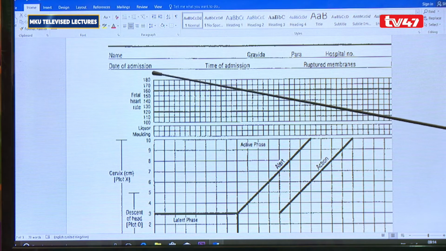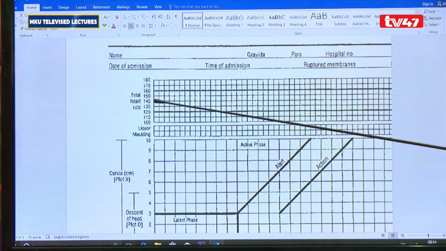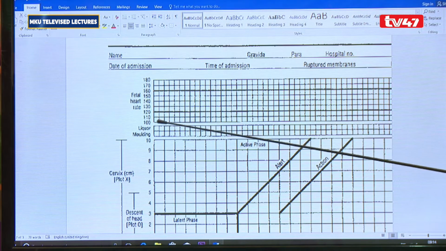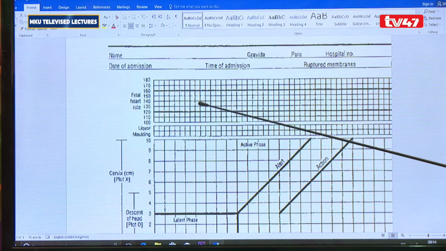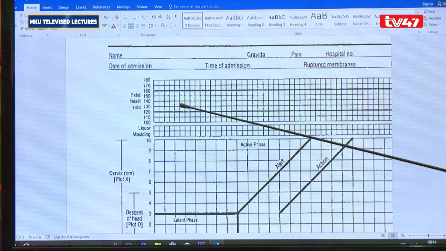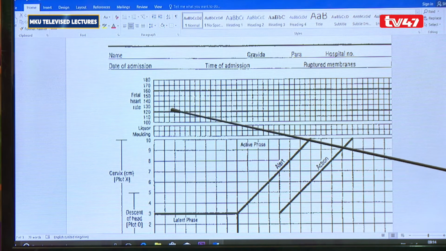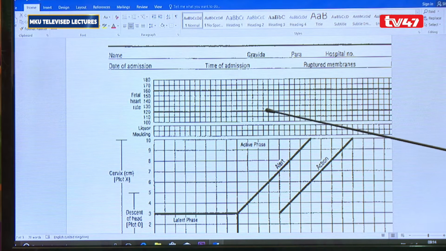We look at the y-axis, which denotes the fetal heart rate or the fetal heartbeat, and the x-axis, which comprises the number of hours that this mother is in labor. This is called the ordinate, and this is the abscissa.